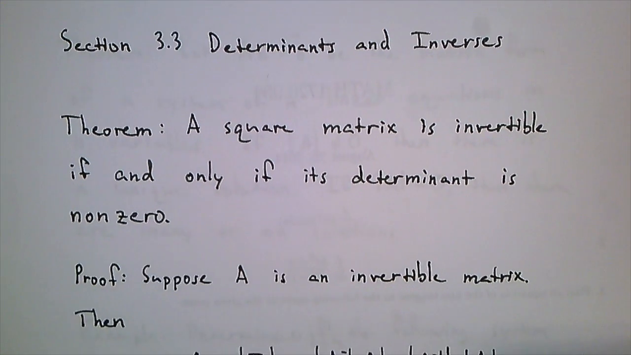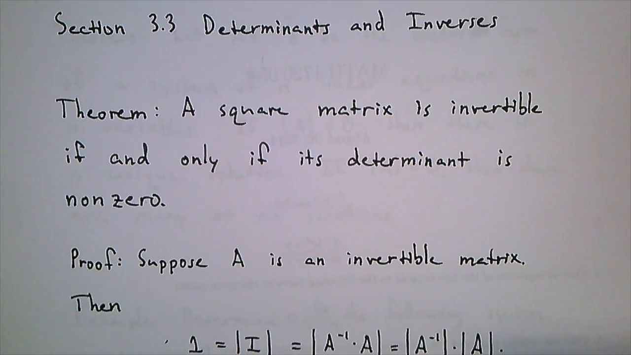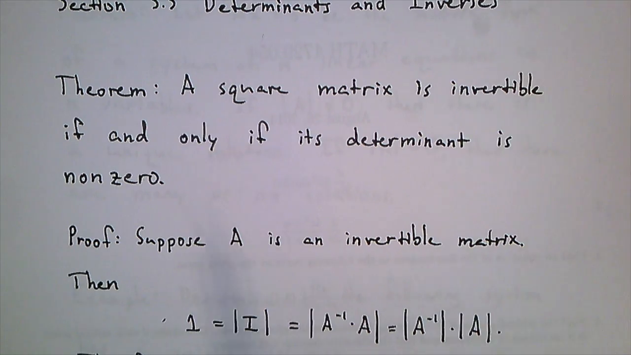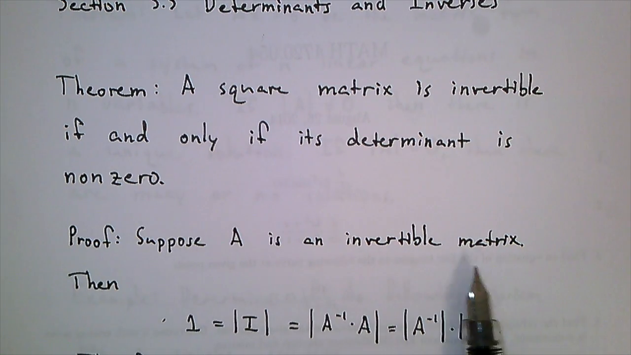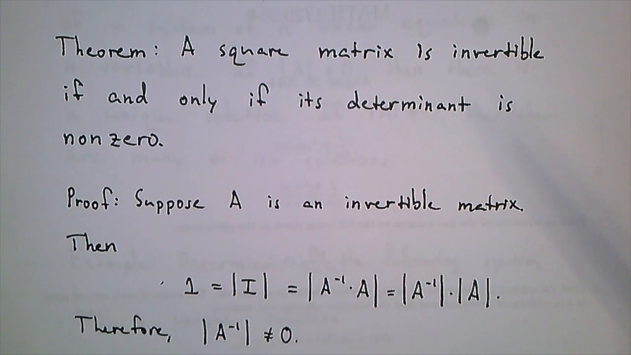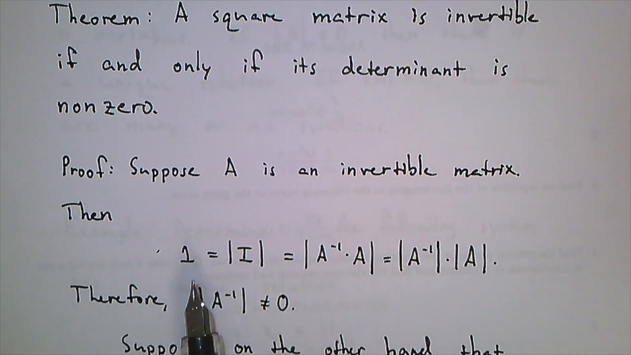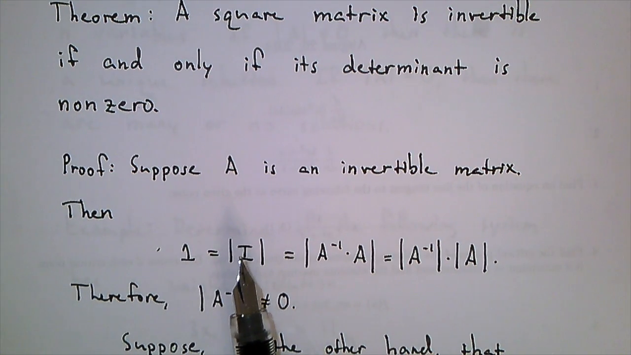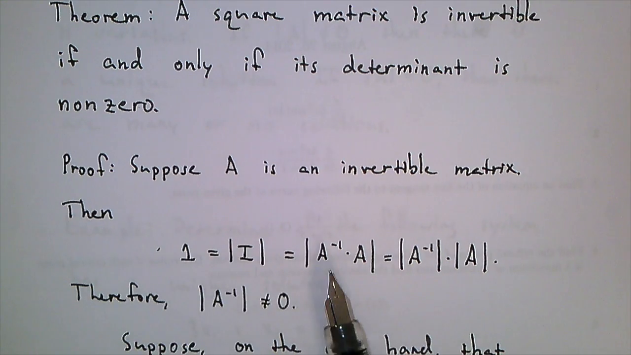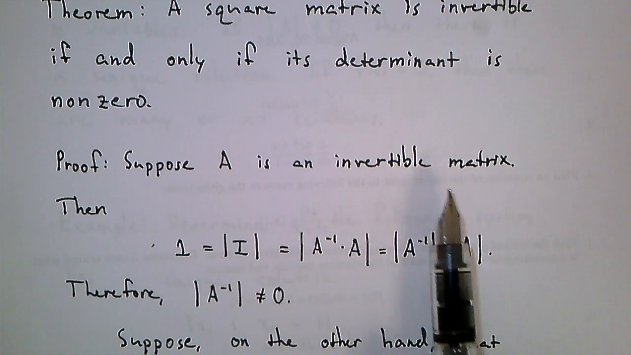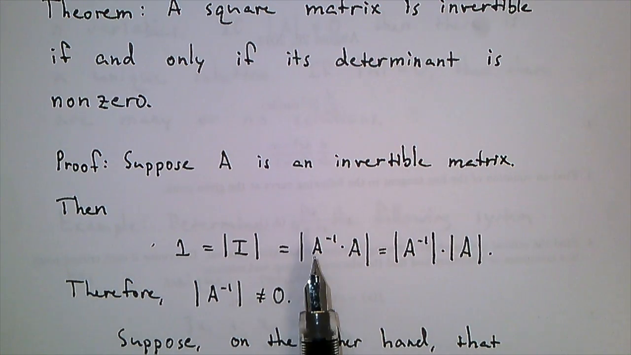So here's how you prove the theorem. This theorem has two parts, so our proof will have two parts. First, we'll suppose that A is an invertible matrix. Then we can do a little bit of work. Then 1 is equal to the determinant of the identity matrix. There's nothing new here. But the identity matrix is equal to A inverse times A. And we know that A is invertible. That's why we're able to write down A inverse.